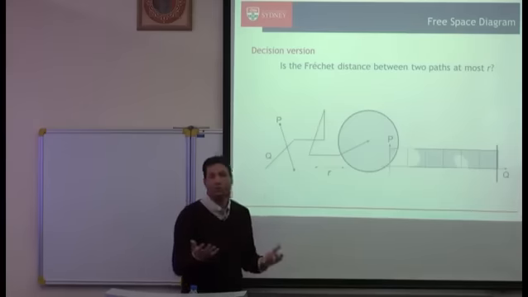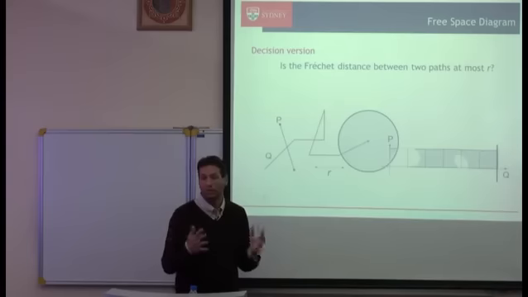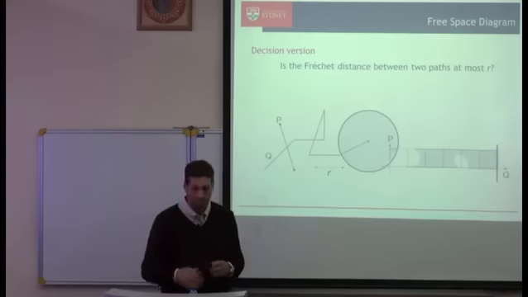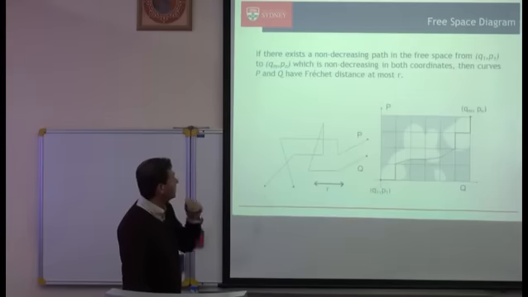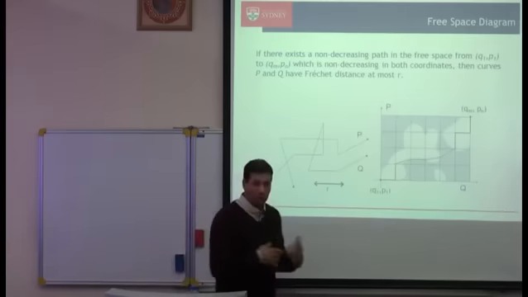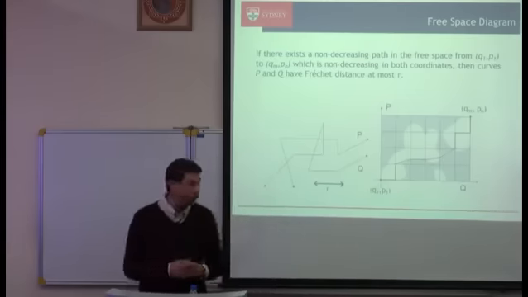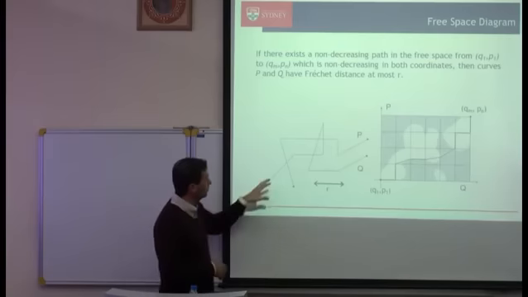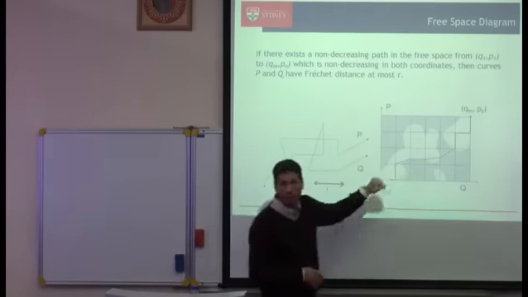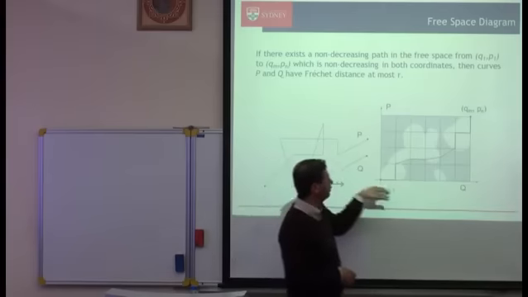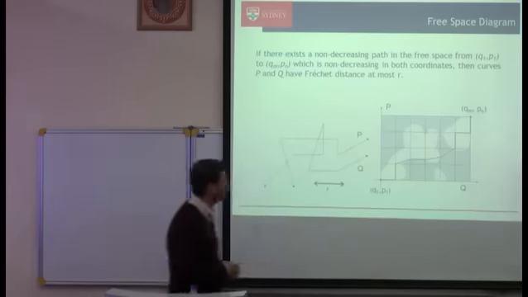Okay, so it's exactly like doing it for two segments. It's just that now you put them together and do all of them at the same time. Okay. So then we can expand the example even more, and we have two curves, two polygonal curves, P and Q, and now we build a free space diagram for P and Q. So again, P is on the vertical axis, Q is on the horizontal axis.